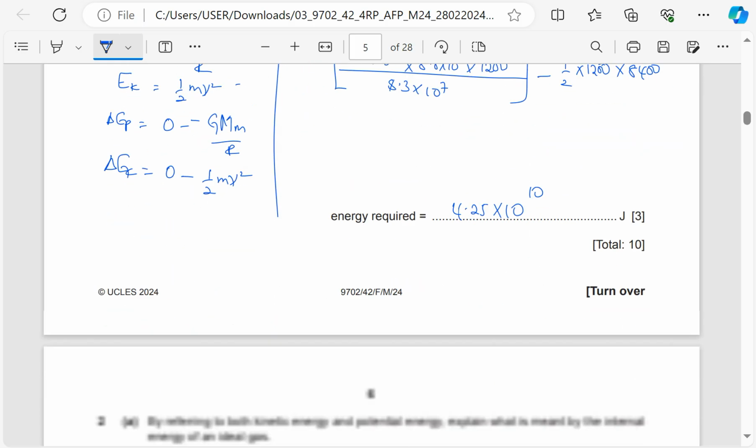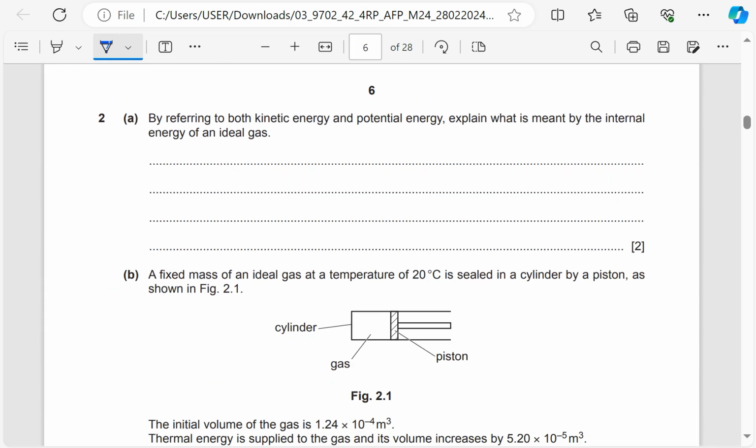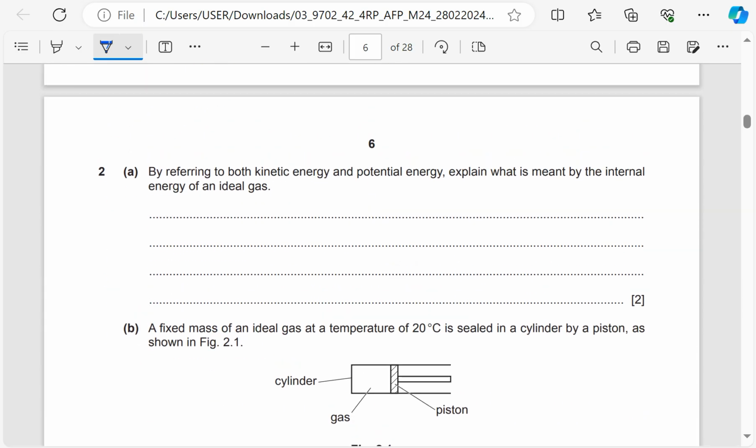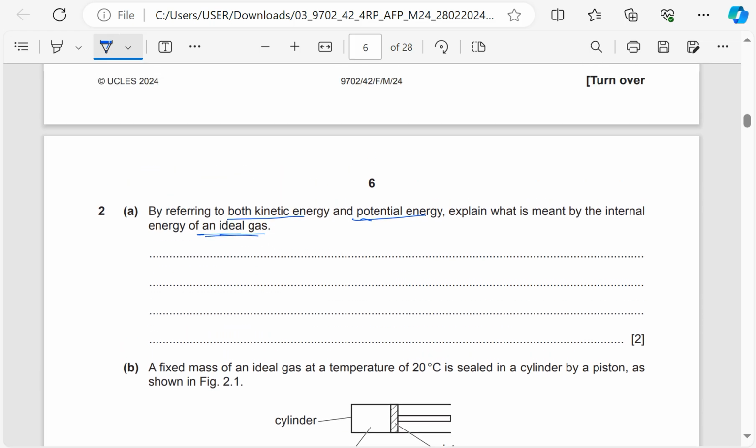Question number 2. By referring to both potential energy and kinetic energy, explain what is meant by internal energy of an ideal gas. So since it is an ideal gas, for potential energy, we shall say this one is equal to 0. Remember, internal energy is the sum of the random distribution of the kinetic and the potential energies of all the molecules that make up the system. But for an ideal gas, potential energy is 0.